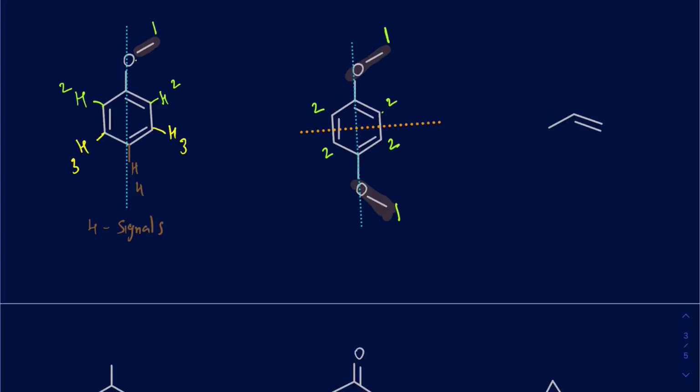Okay, what about something like a double bond? Well, a double bond gets a little bit tricky. So whenever you have a double bond, the rotation around the double bond is going to be restricted. So if I go ahead and draw out all the protons in there, I know there's going to be a proton here, and a proton here, and a proton here. And then obviously there is a CH3 group. So how many signals am I going to see here?